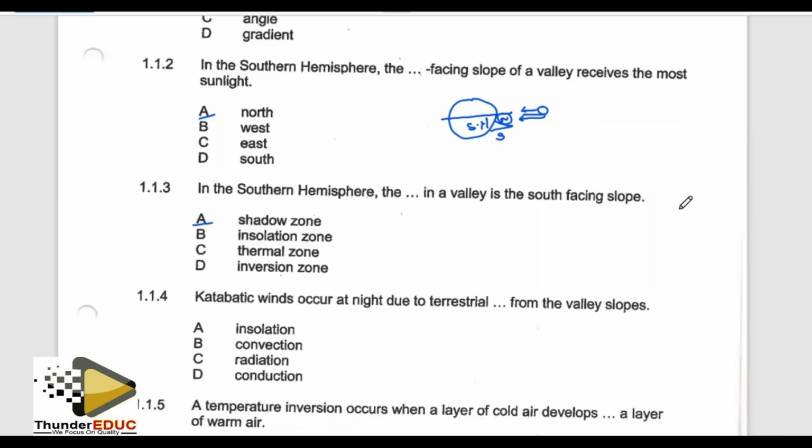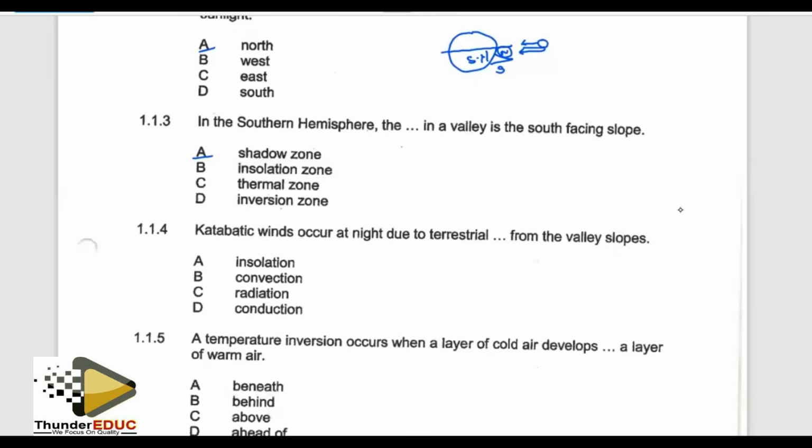1.1.4, katabatic winds occur at night due to terrestrial dash from the valley slopes. All of us know that during the night, the land loses heat through a process called terrestrial radiation. This is one of the reasons why at night we cover ourselves with blankets, because the temperatures seem to drop. When they drop, that means the land is losing the heat through a process referred to as terrestrial radiation.